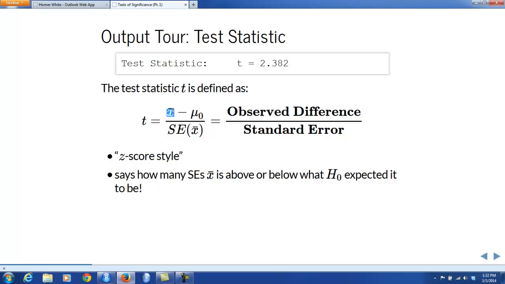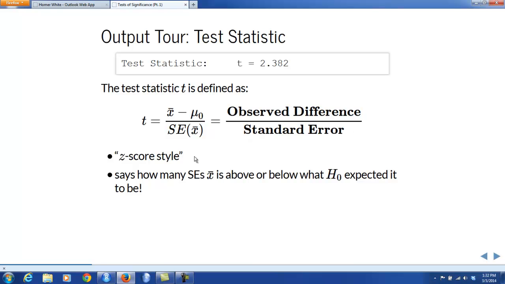It's the sample mean, x bar, minus what the null expects it to be. That's the mu naught value, 100 this time. And so what you see on the top is an observed difference between what you got in your study versus what the null was expecting x bar to be. In the denominator for T, you have the standard error for x bar. And so you are comparing the observed difference to the standard error through division.